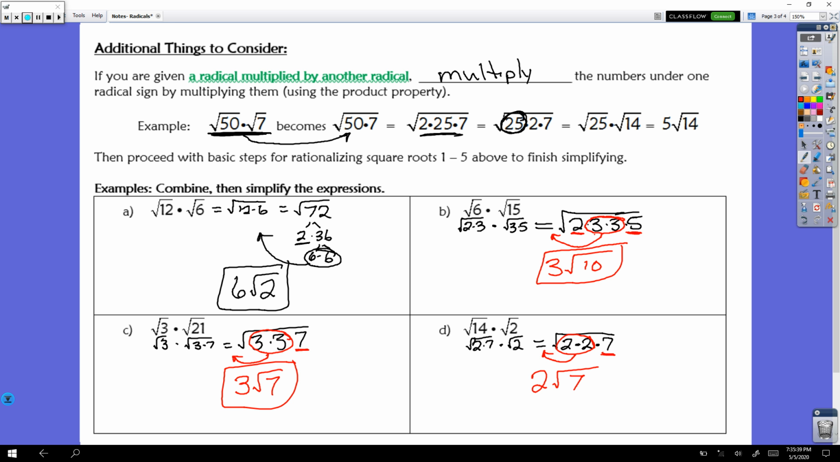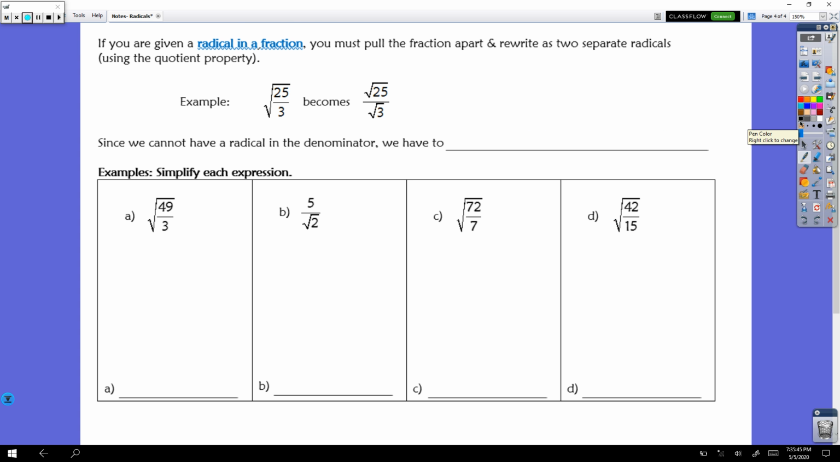The last thing we're going to look at is rationalizing a fraction. This is a little bit tougher. If you are given a radical in a fraction, let's pull the fraction apart and rewrite it as 2 separate radicals using the quotient property. So the square root of 25 over 3 becomes the square root of 25 over the square root of 3. Since one of our rules is we can't have a radical in the denominator, we have to rationalize the denominator.